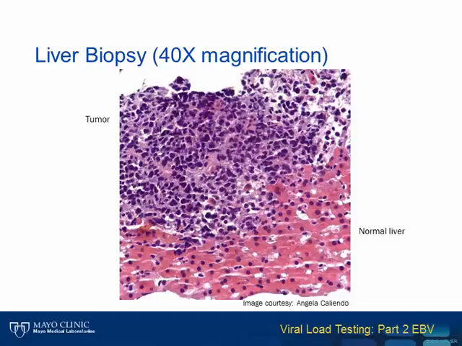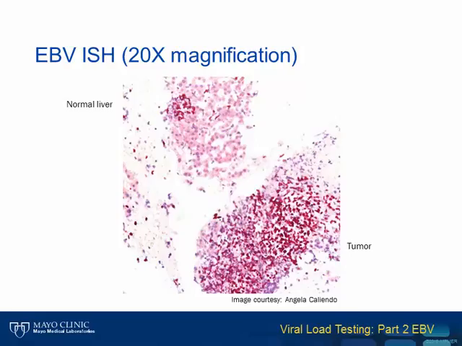Here you can see a significant area of blue staining cells that are consistent with malignancy, and on the subsequent slide, we can see that the in situ hybridization for EBV shows a high degree of reactivity, especially in the area labeled as tumor.